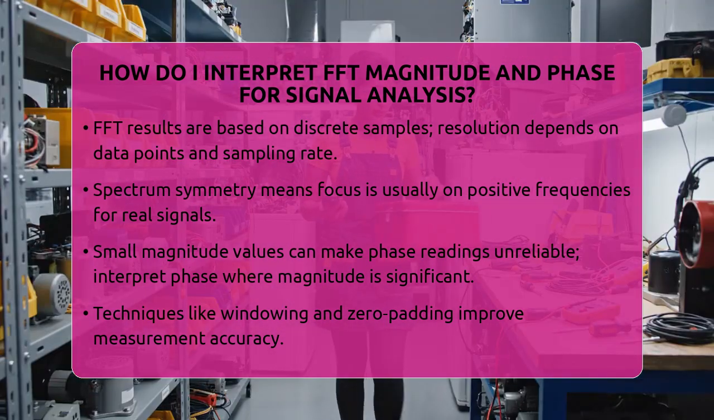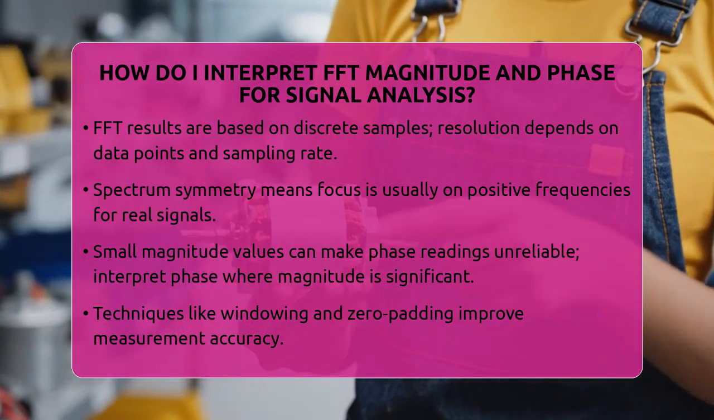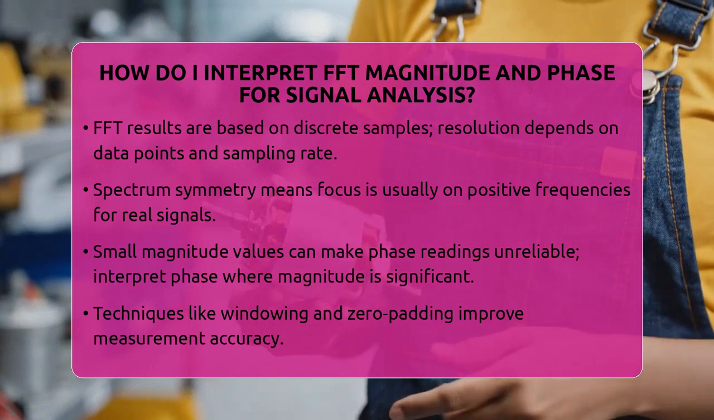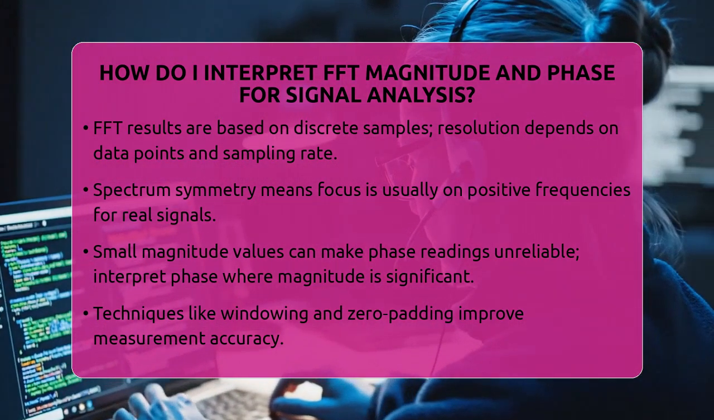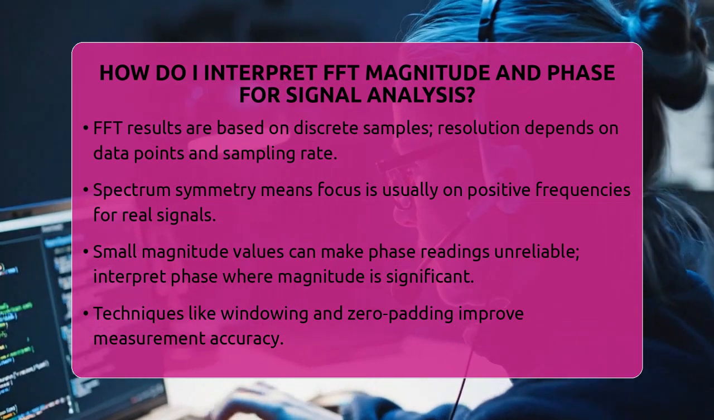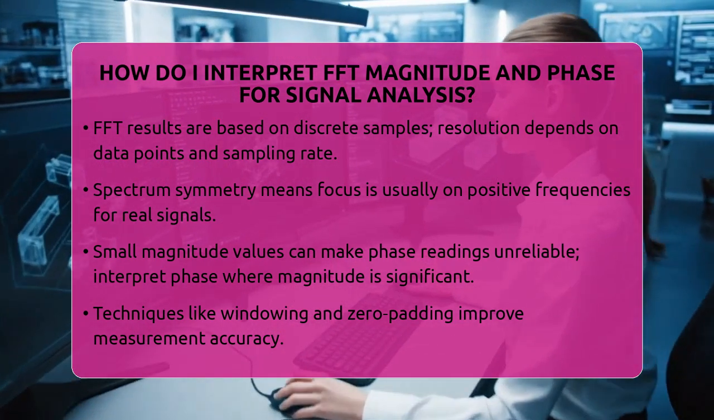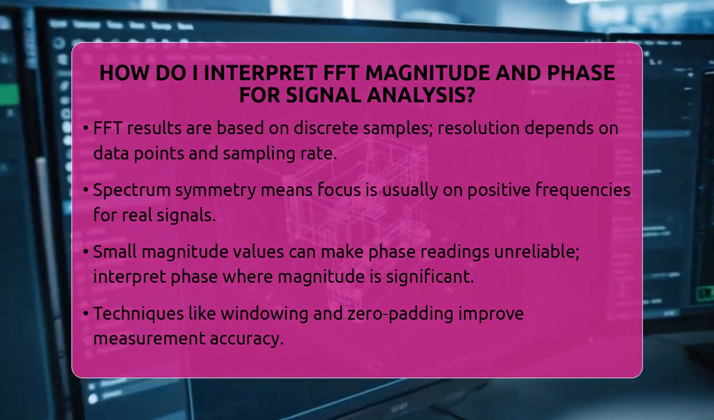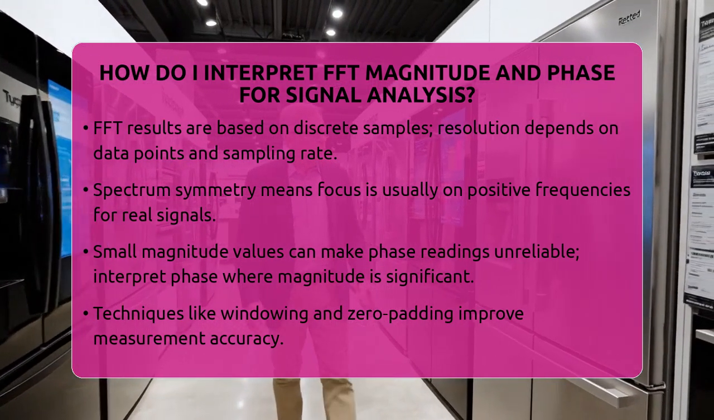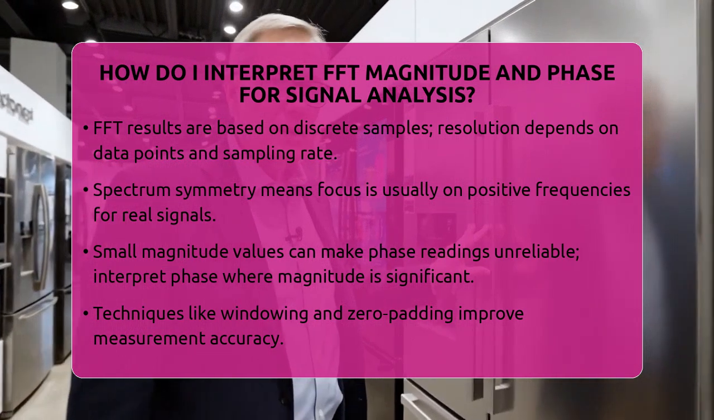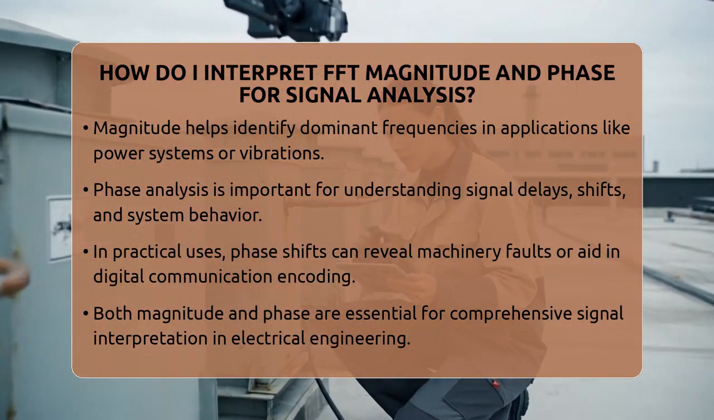Keep in mind that FFT results are based on discrete samples, so the frequency resolution depends on how many data points you use and your sampling rate. For signals with real values, the spectrum is symmetric, so you usually focus on the positive frequencies. Also, small magnitude values can make phase readings unreliable, so only interpret phase where the magnitude is significant. Using windowing functions and zero padding can improve the accuracy of both magnitude and phase measurements by reducing spectral leakage and increasing resolution.